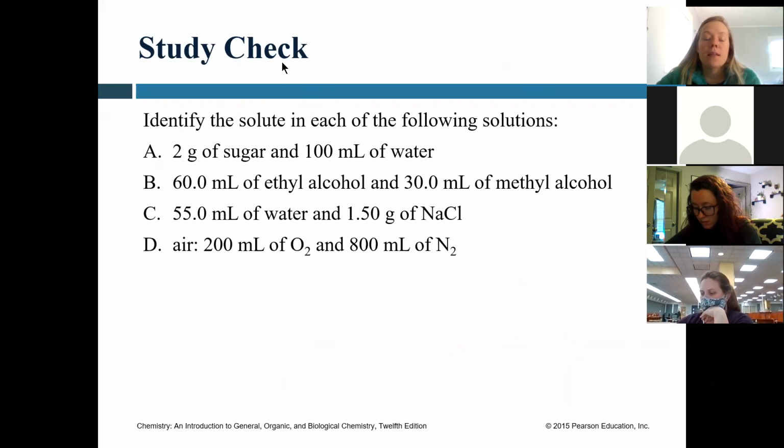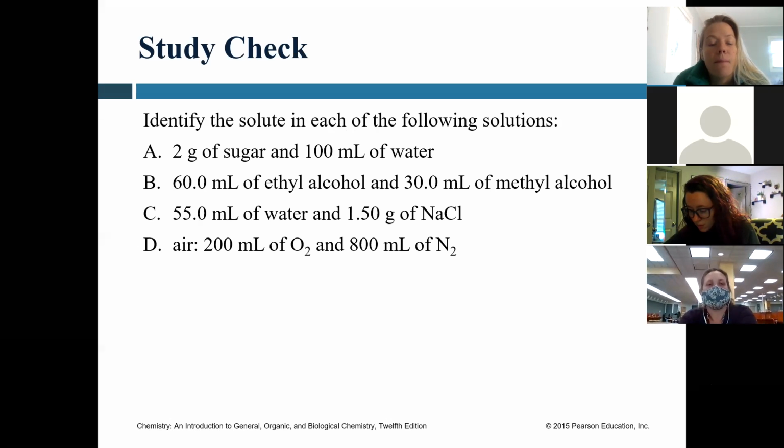So looking at these, we want to identify which one is the solute between the two of them. Again, remember the solute is going to be what you have less of, or it's whatever is getting dissolved. So you have 2 grams of sugar and 100 milliliters of water. I would say the solute for that is sugar. That's what's getting dissolved. The solvent, what's doing the dissolving, would be the water.